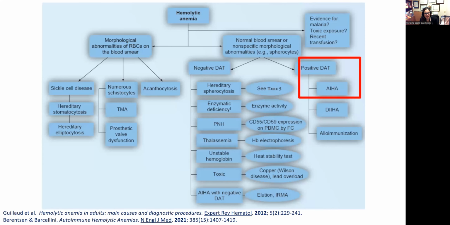This is a great paper, Guillot et al. Hemolytic anemia in general is going beyond the scope of this lecture. I'm just talking about the immune modes of hemolysis, but there are congenital and acquired immune and non-immune ways to hemolyze. And so this is a more comprehensive paper on the approach to hemolytic anemias in general, if you want to go that far.